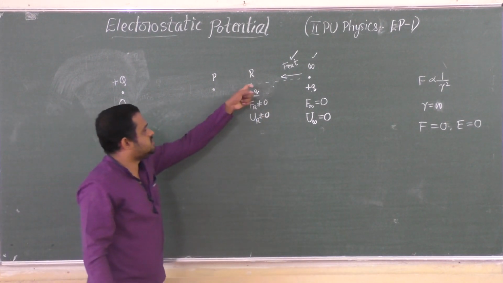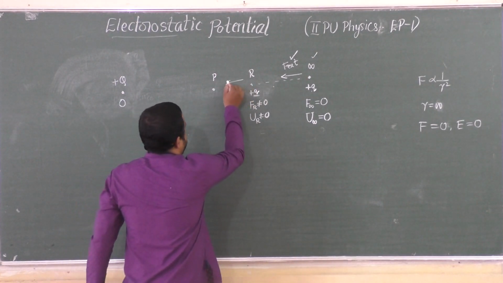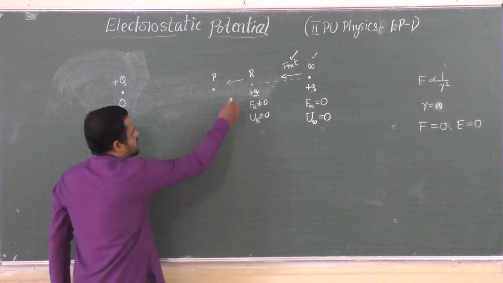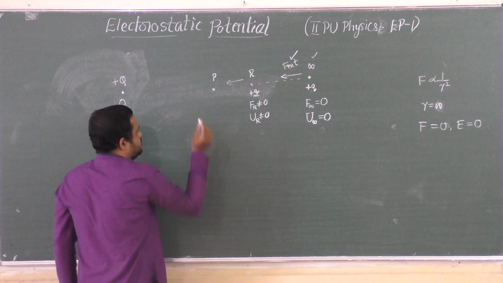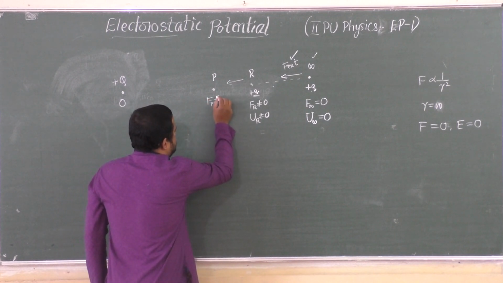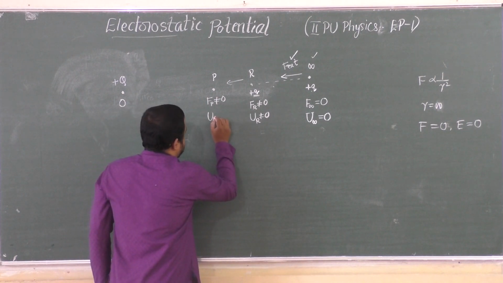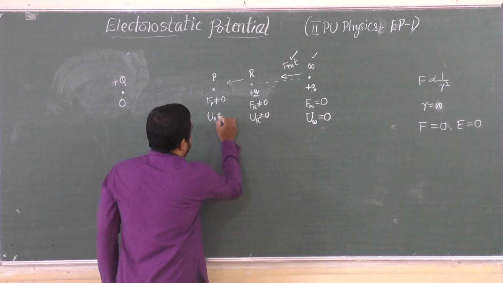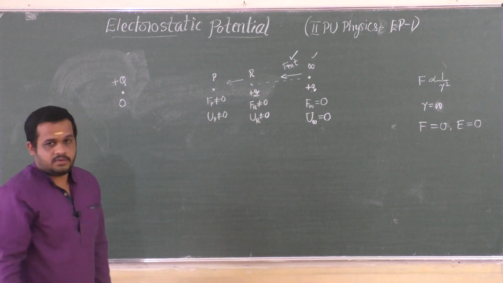Further, if you shift this charge from R to P, again external force is necessary. With the help of external force, if you shift the test charge plus q from R to P, when it reaches here, at this point electrostatic force is non-zero. If electrostatic force is non-zero, then at this point potential energy is also not equal to 0. Right.